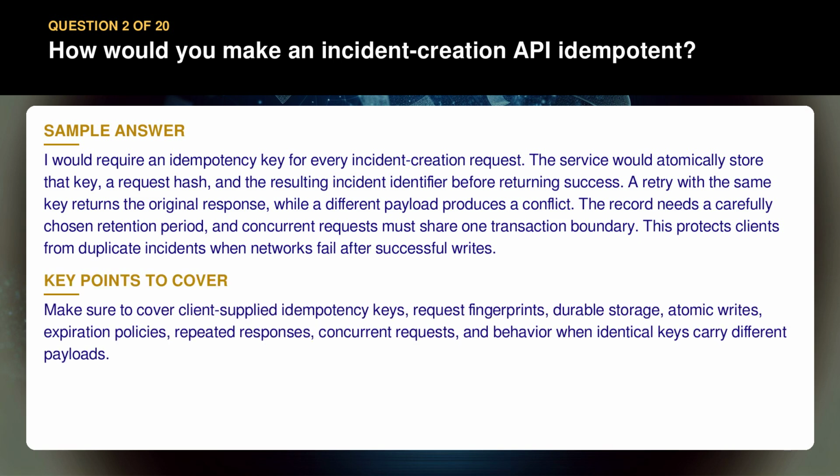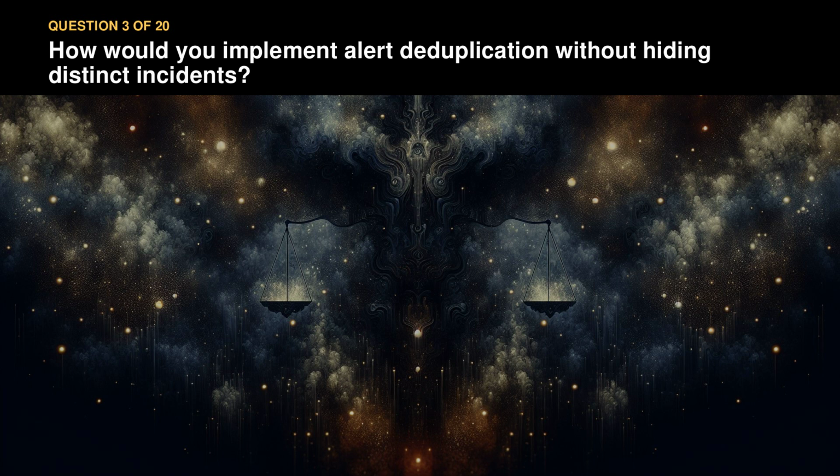Make sure to cover client-supplied idempotent keys, request fingerprints, durable storage, atomic writes, expiration policies, repeated responses, concurrent requests, and behavior when identical keys carry different payloads. Question 3. How would you implement alert deduplication without hiding distinct incidents?